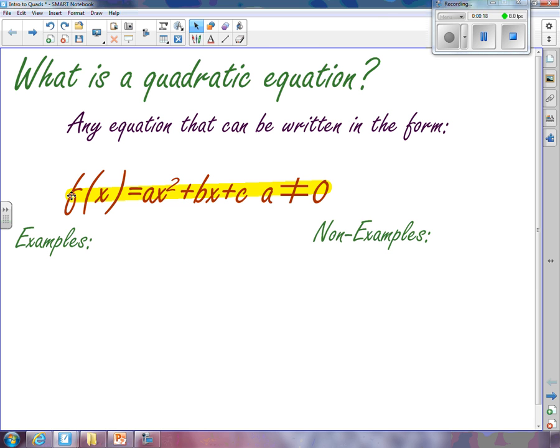So we've been graphing these, but we just did a little intro. So today we're going to do a little bit more with how the equation actually works. So I just wanted to give you some examples of what a quadratic equation looks like.